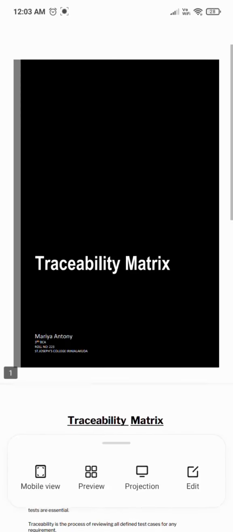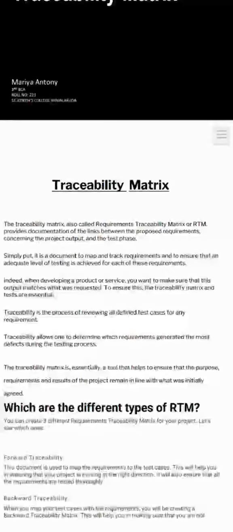We have to discuss the topic of the traceability matrix. This article covers what a requirements traceability matrix is and how to create a traceability matrix for requirements. First of all, we have to discuss the traceability matrix. A traceability matrix, also called a requirements traceability matrix or RTM, provides documentation of links between proposed requirements and the project output and test phase.